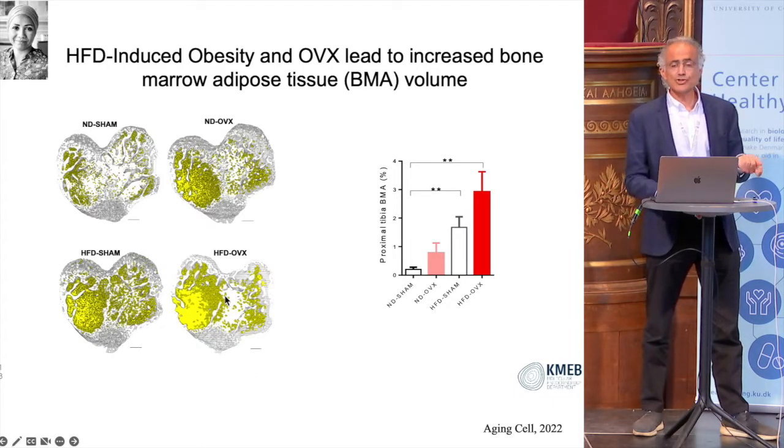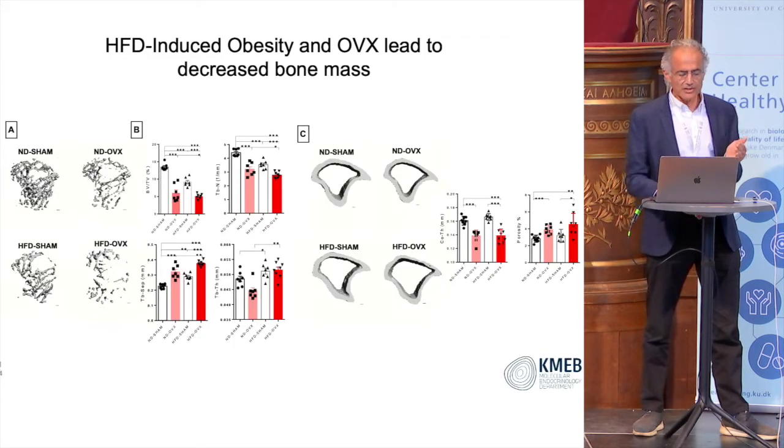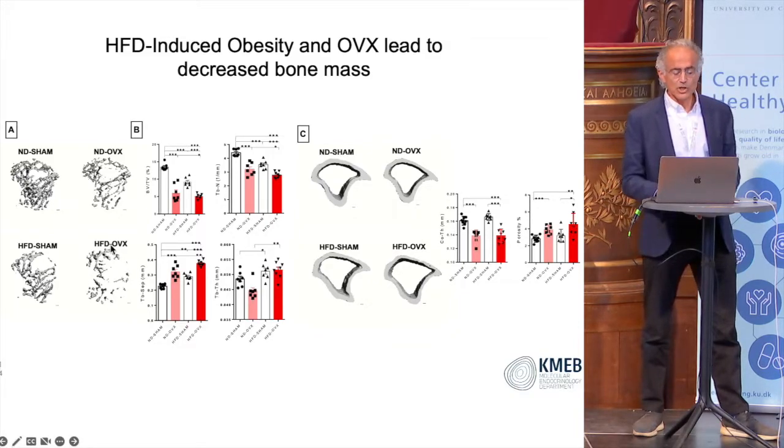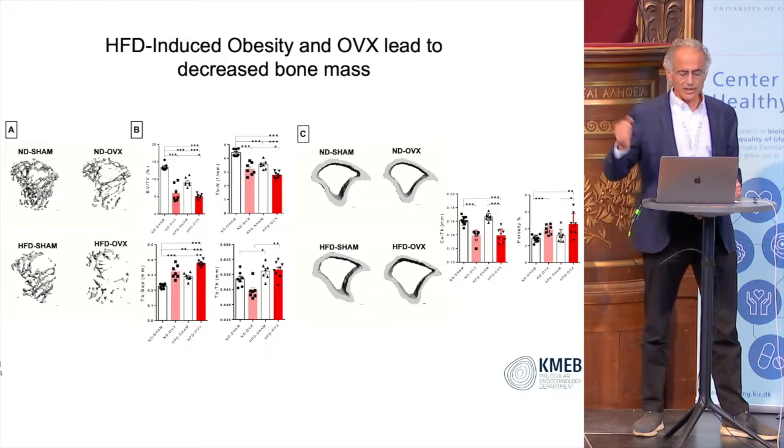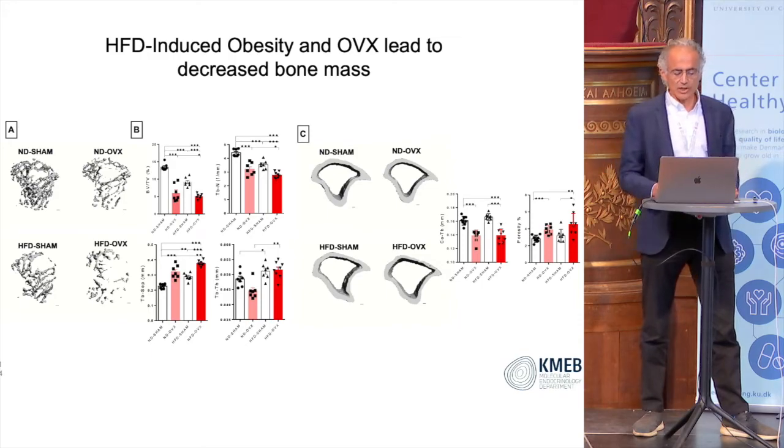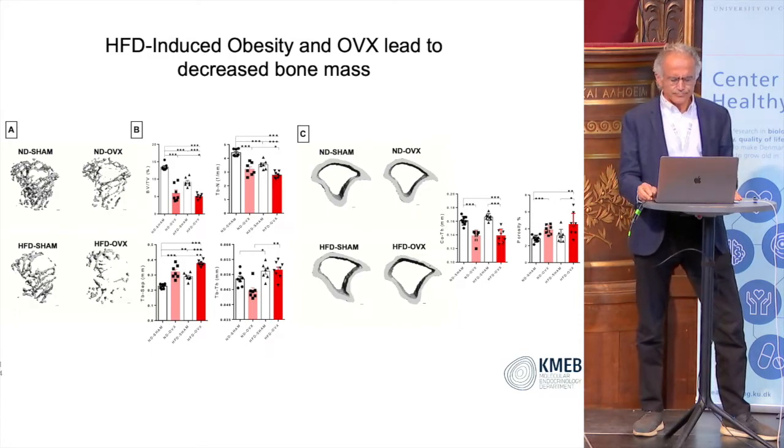So in this condition, we get enhanced and increased bone marrow adipogenesis, and at the same time, we get more pronounced bone loss. So there is an interaction between these two conditions, and I think Dalia can present a lot more mechanistic data on why this is happening.